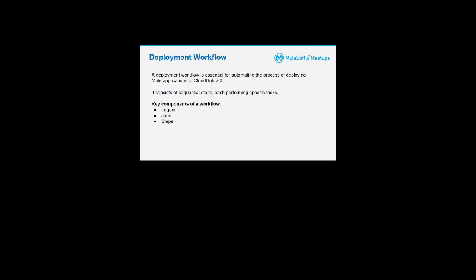In our workflow, we are going to use three jobs: build, upload the artifact to Anypoint Exchange, and then deploy, for deploying the artifact to Runtime Manager. Then we have steps. Jobs are made up of one or more steps, each representing an individual task to be executed. Steps are written as shell commands or by utilizing pre-built actions from the GitHub Actions Marketplace.